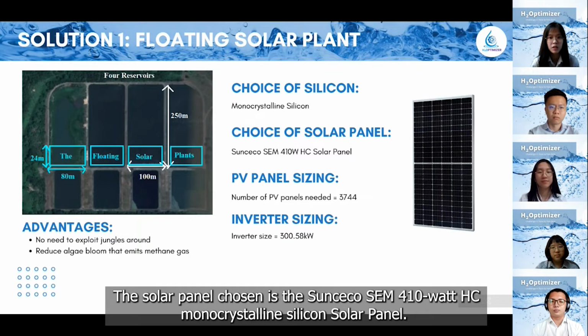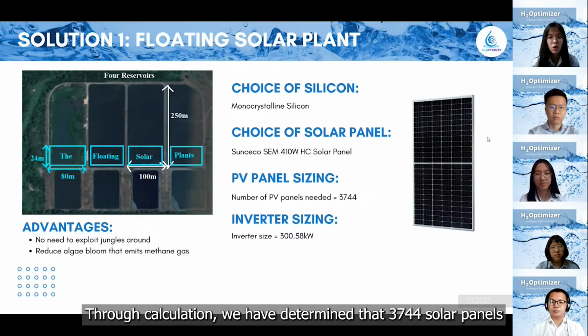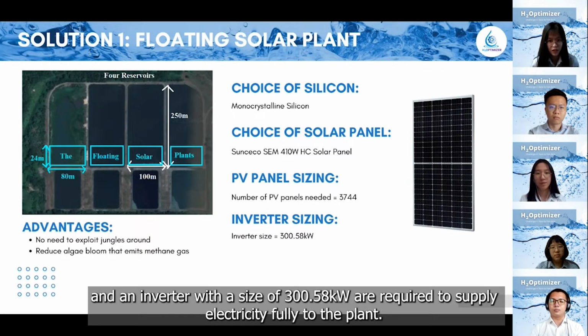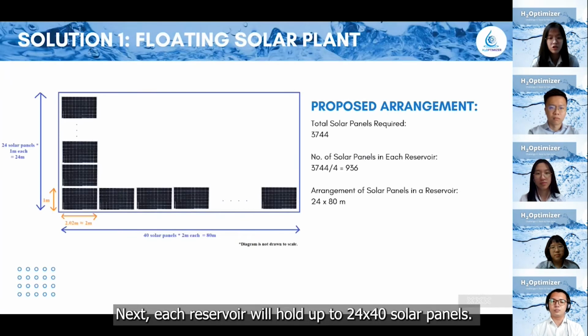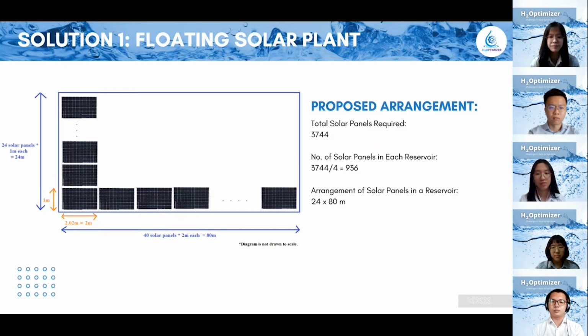The solar panel chosen is the Sunkeco SAM 410 watt HC monocrystalline silicon solar panel. Through calculations, we have determined that 3,744 solar panels and an inverter with a size of 300.58 kilowatt are required to supply electricity fully to the plant. Next, each reservoir will hold up to 24 multiplied by 40 solar panels.